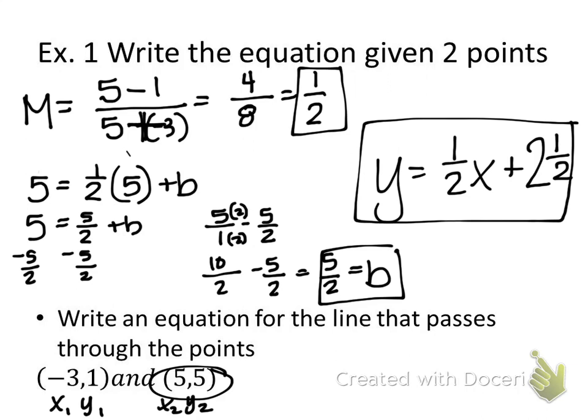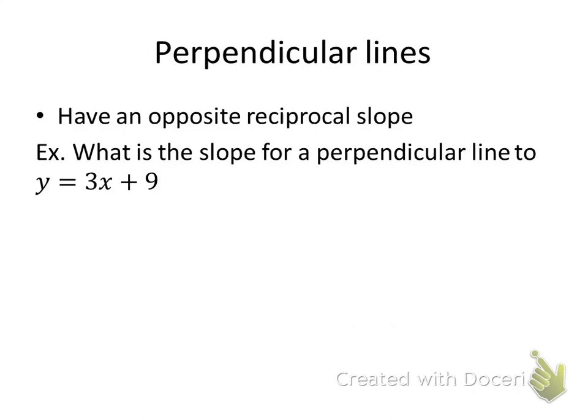Okay? So now what we're going to do is look at perpendicular lines. We've already talked about parallel lines in the last chapter, or the last lesson. Parallel lines have the same slope. Parallel lines look like this. They'll go side by side and they'll never touch. But perpendicular lines will cross one another. That's what makes them perpendicular.